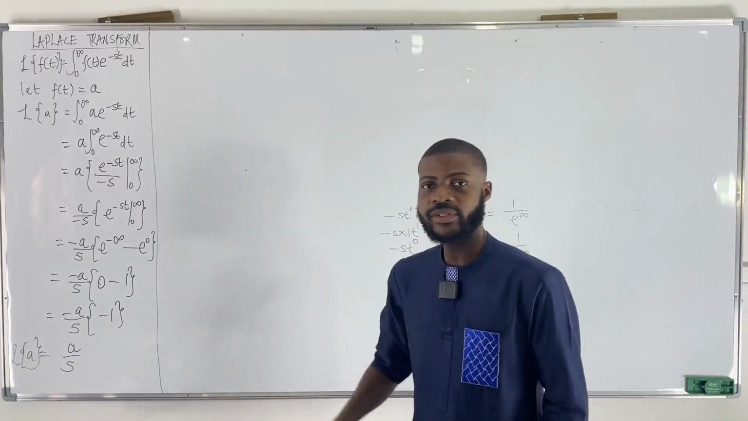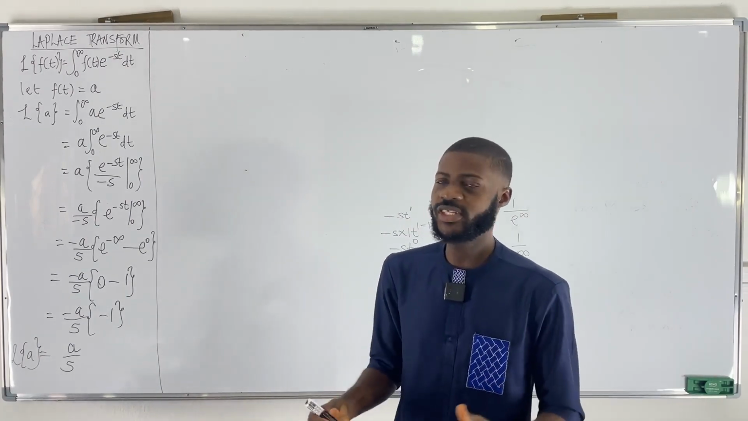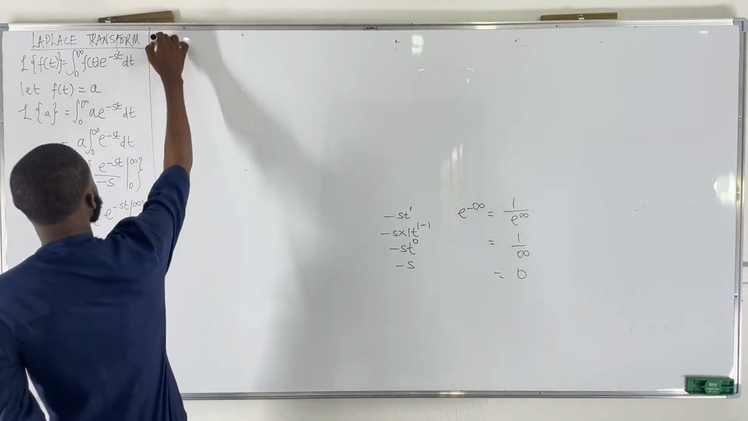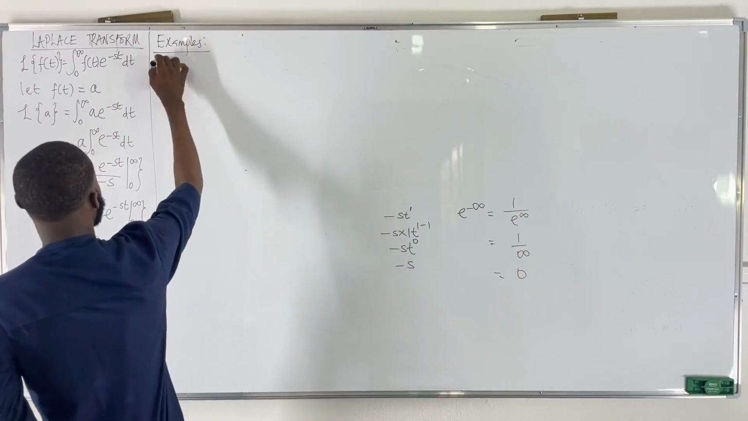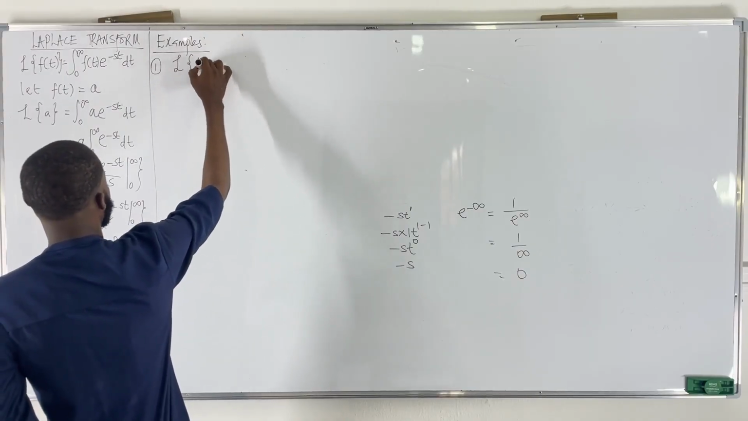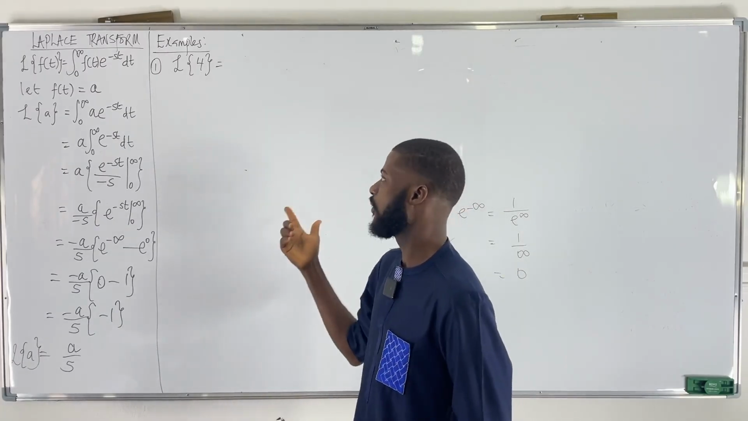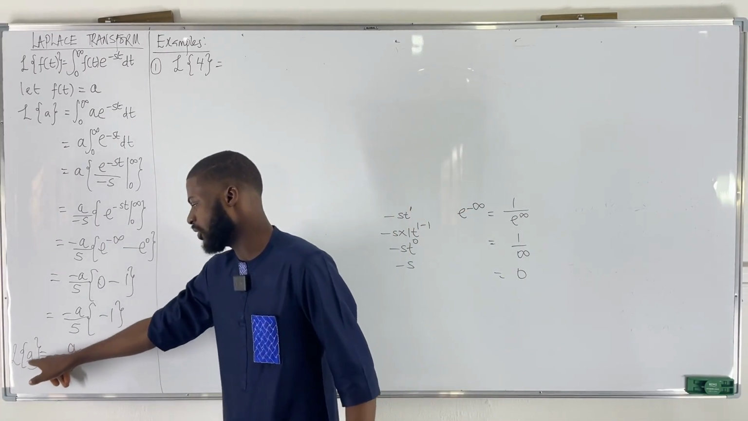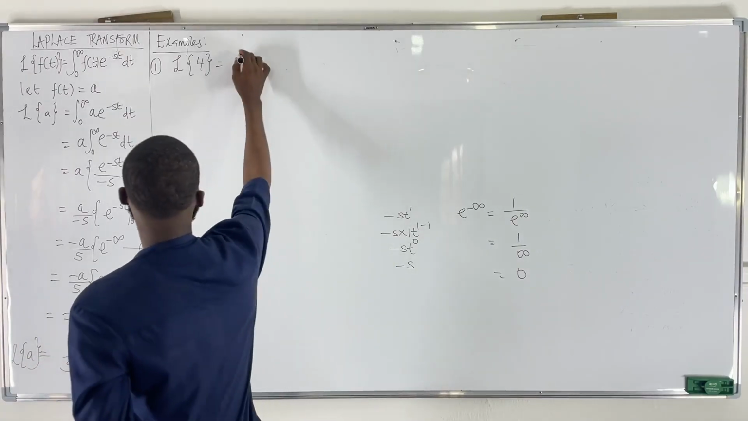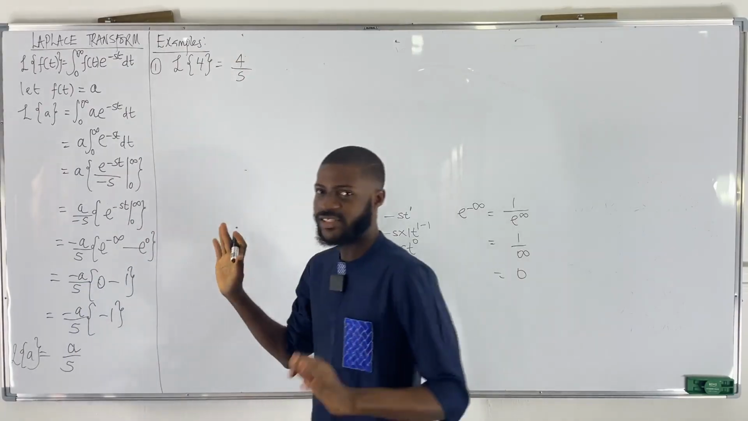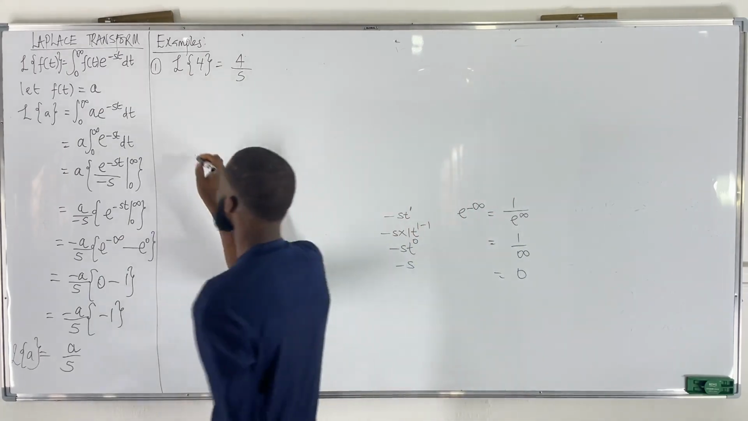Now that we've found the Laplace transform of a constant, let's just take a look at some examples. Just a few examples. Example 1. We're asked to find the Laplace transform of 4. Now 4 is a constant. So what will be the Laplace transform of 4? We know that the Laplace transform of a number is that number divided by s. So in this case, this will just be 4 over s. That's just it.